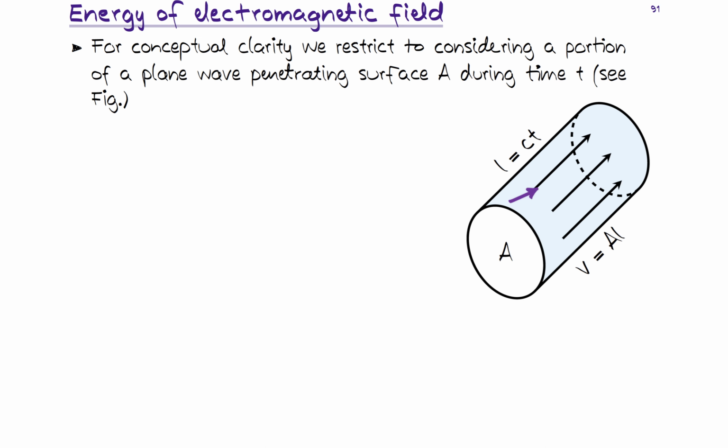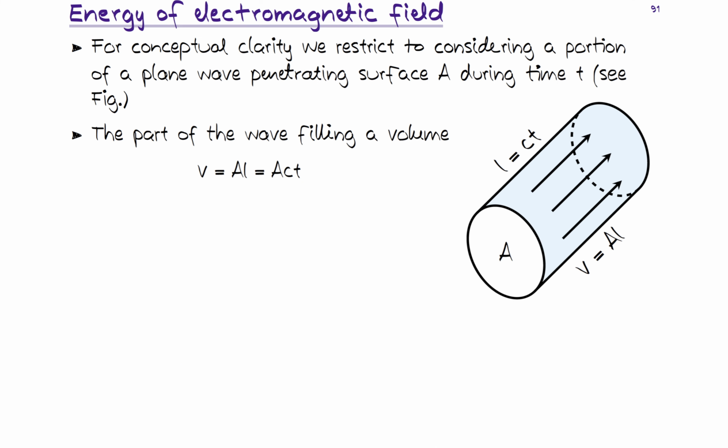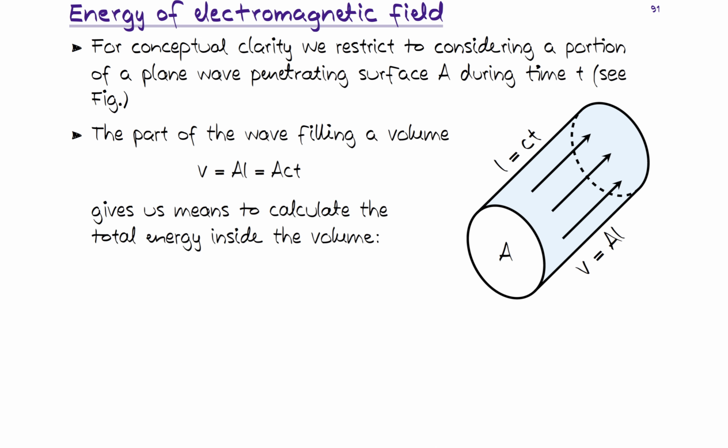And the volume now will be A times L. So the part of the wave filling a volume V is, as I mentioned, A times L, and we can also simplify that to be A times c times t. And this gives us a means to calculate how much energy we have inside this volume. We are considering a portion of a plane wave component, and it propagates through this kind of volume in a given time, so that we can calculate also the total energy. And the total energy is the energy density times the volume, the energy density times A times L.